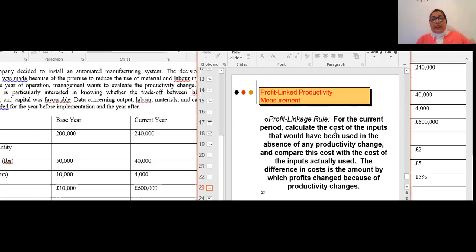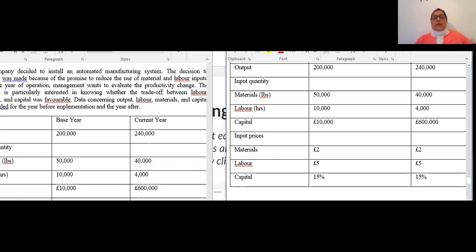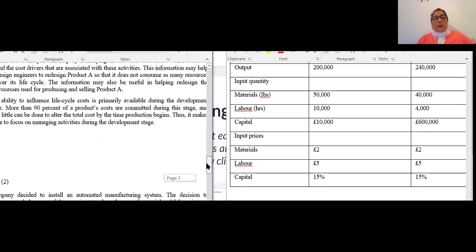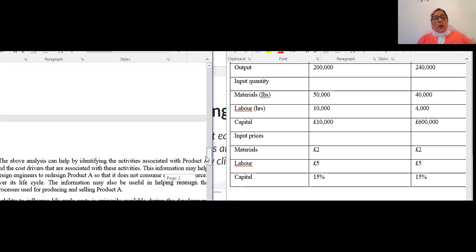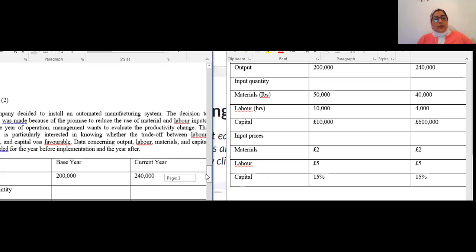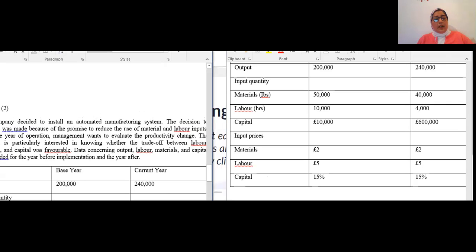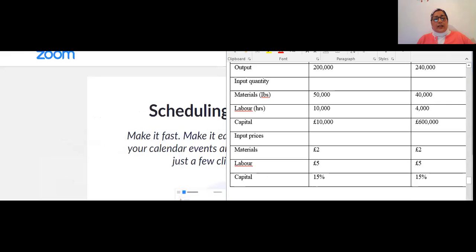I will leave profit linkage for now, because we really need to understand partial productivity first before understanding the profit-linked productivity measurement. There's a specific question for that, which will be available on Moodle, as I've put them in one file. So you will have one question about target costing, and a second question about productivity.